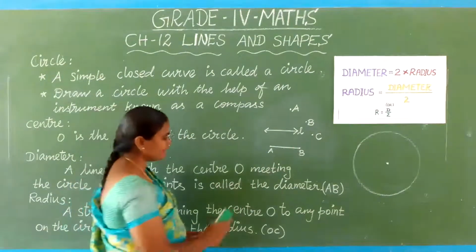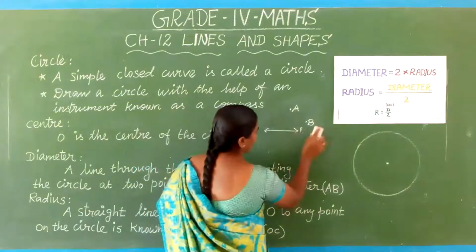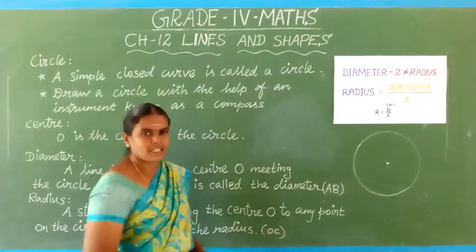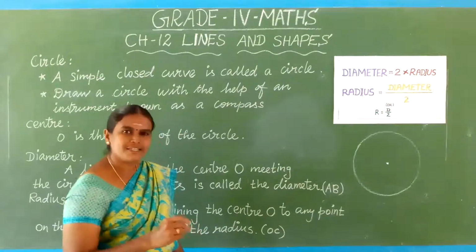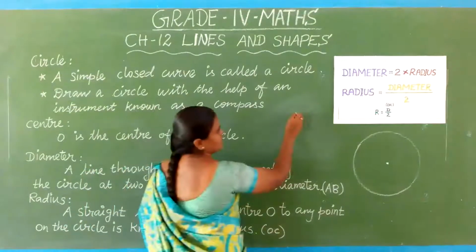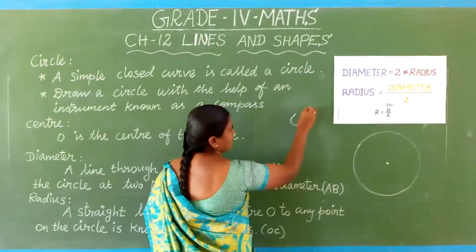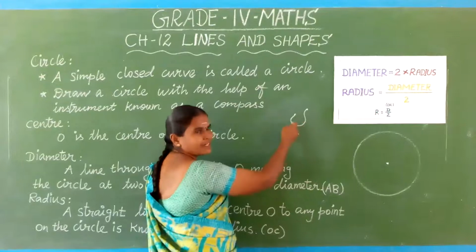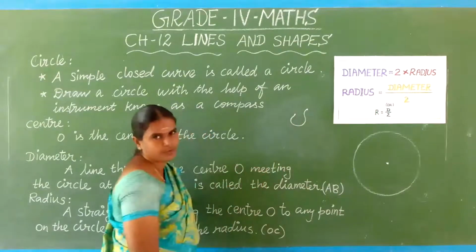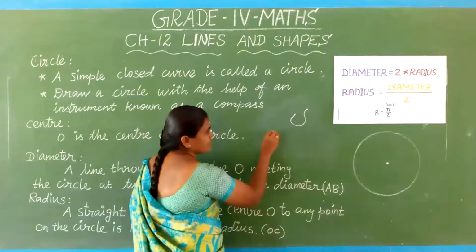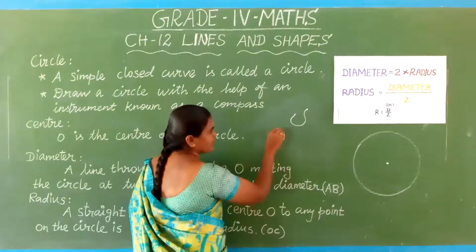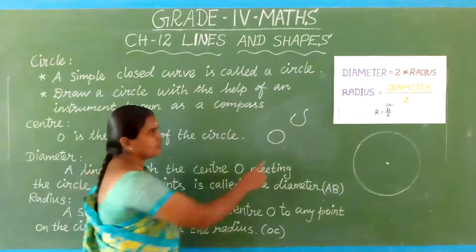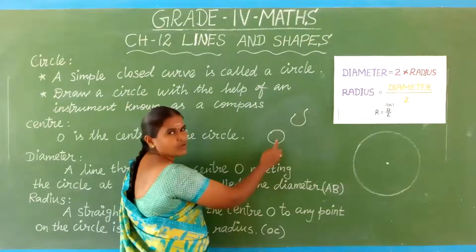Next one, open curve and closed curve. Open curve means the starting point and ending point are different. So here I will start one diagram, and I will end here. The starting point and ending point are different, so this is called an open curve. When the starting point and ending point come to the same point, that is a closed curve. Open curve, closed curve.